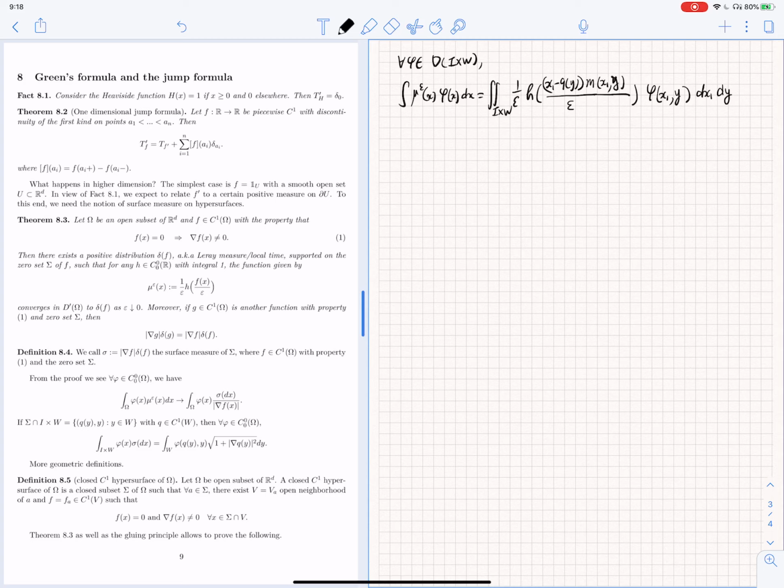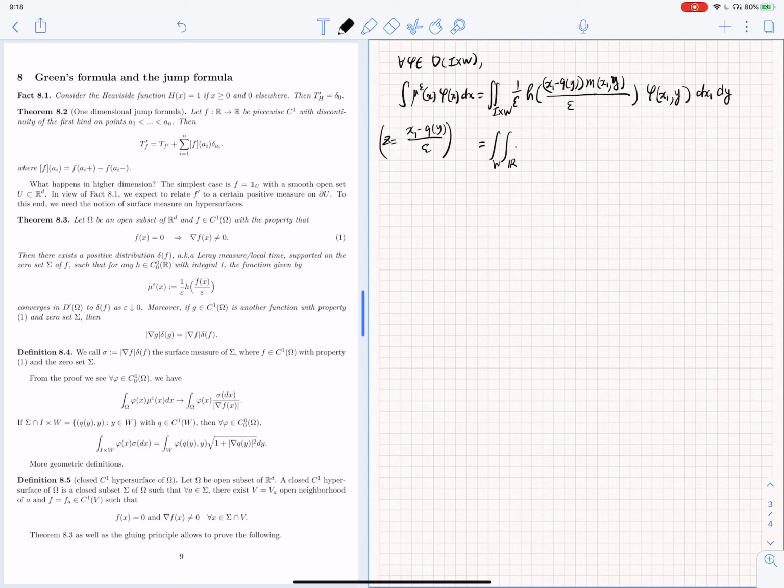So let's do the following variable change: z equals x1 minus q of y, divided by epsilon. Okay, so this is our variable change. And we are going to extend this I to the whole real line. We can do that because we have a function with compact support, so outside of it it's just 0.